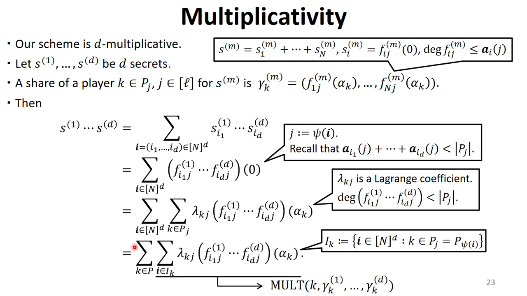So finally, we change the order of summation, and we set this value as the output of the function mode. We note that this value can be computed only from the shares of the player K. So this proves the multiplicativity of our scheme.